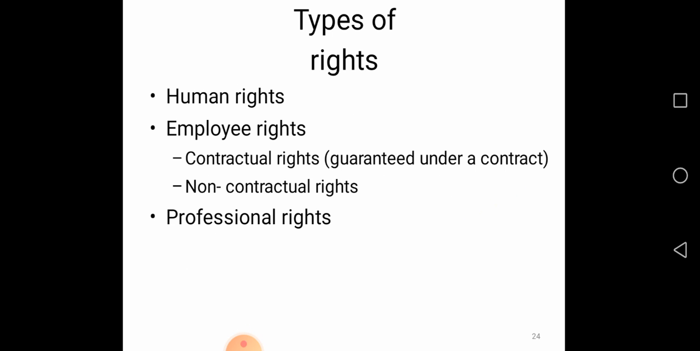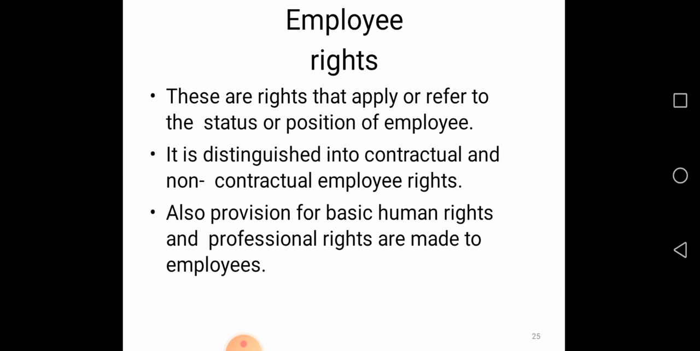So with this, we have completed the internal and external responsibilities of an engineer. Now we are moving to the rights of engineers. The different types of rights for engineers are human rights, employee rights, and professional rights. Now for the syllabus, we have employee rights and professional rights. Now what is employer rights?